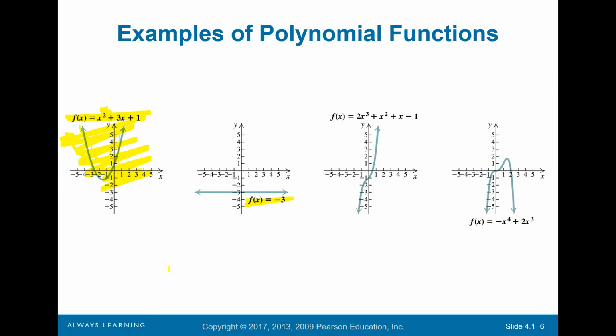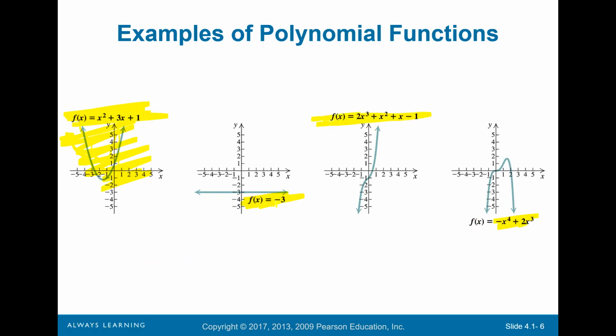And then this next one says I have f of x, this polynomial function. And poly, what does poly mean? Means many. So we have a monomial, which is one term. We have a binomial, which is 2 terms. We have a trinomial, which is 3 terms. And we have a polynomial, which means more than 3.